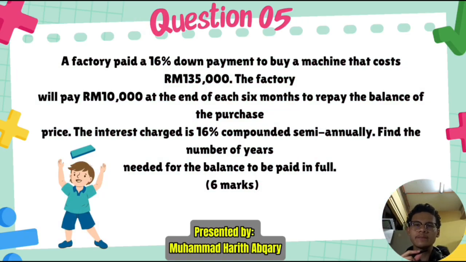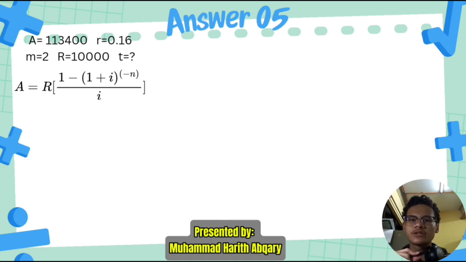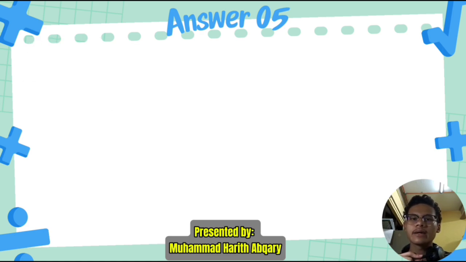Question 5. A factory paid a 16% down payment to buy a machine that cost 135,000 ringgit. The factory will pay 10,000 ringgit at the end of each 6 months to repay the balance of the purchase price. The interest charged is 16% compounded semi-annually. Find the number of years needed for the balance to be paid in full. In order to find the time, which is T, we must first find A, small r, M, capital R. After that, we must insert it into the formula A equals R bracket 1 minus bracket 1 plus i bracket to the power of negative n over i bracket.